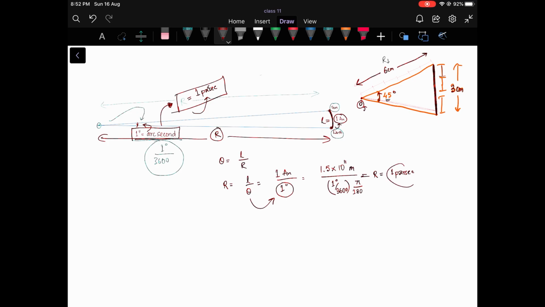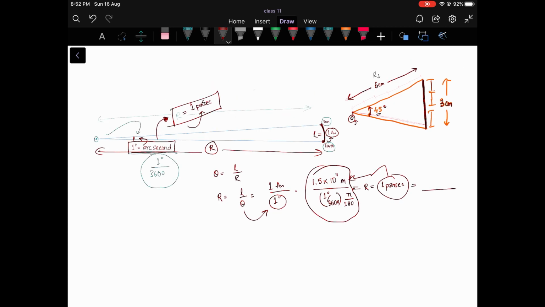Obviously, the parsec is related to meters, so we calculated this whole part here and we got 1 parsec equal to so many meters. So that is how we define 1 parsec. It is nothing but the radius of an arc, such that the arc is of length 1 AU and the angle subtended by this arc at a very far point is only 1 arc second.